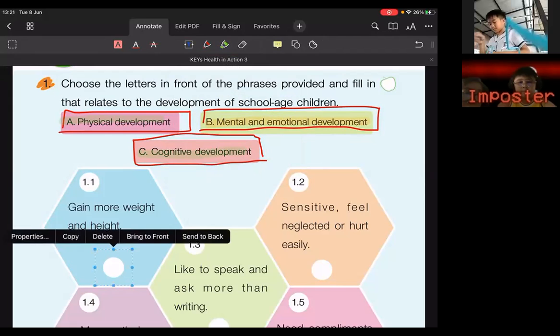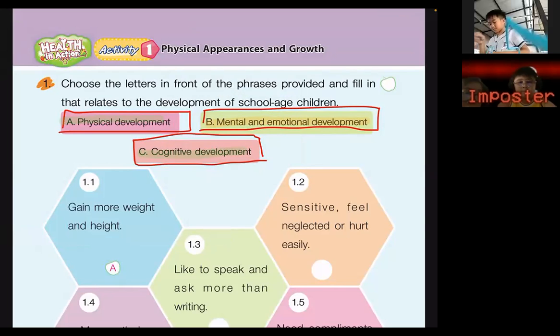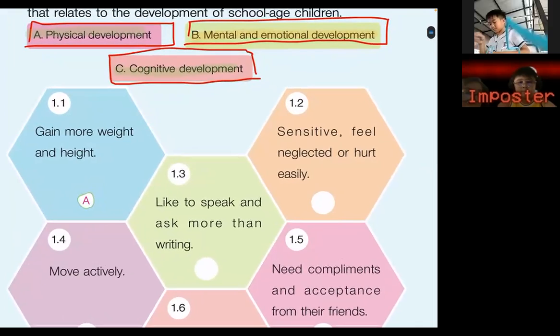So number one is going to be A. Okay, number one is A. Gaining weight and height is a physical development, something that you can see on your body, the change inside you, the change of your height. So are you getting taller? So number 1.1 is A, right?